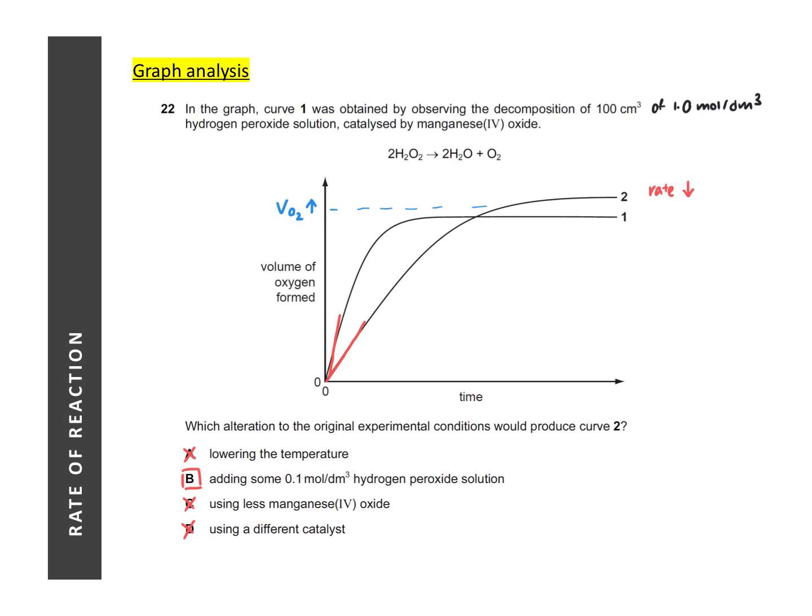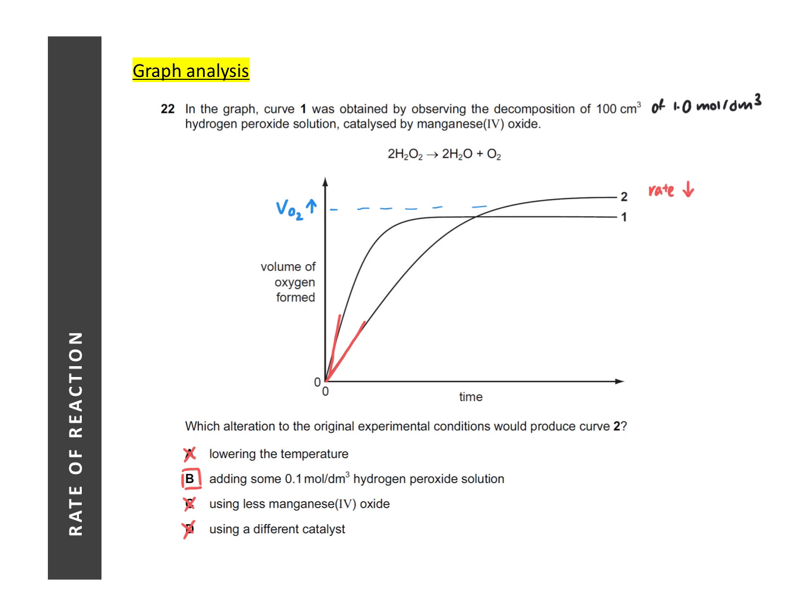For B, if you are adding some more hydrogen peroxide solution, definitely we will get more gas produced. But at this point, some of you may be asking, if we were to add some more hydrogen peroxide, wouldn't the concentration increase, and therefore the initial rate be higher as well?